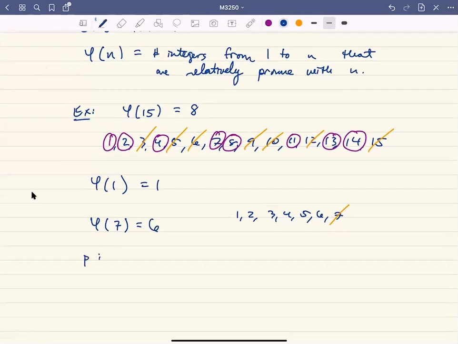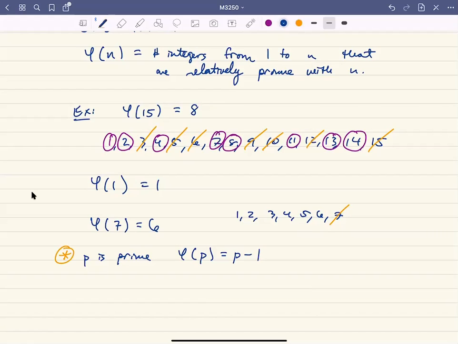So if p is prime, that actually happens if and only if phi of p is p minus 1. So if the Euler totient function of some number is that number minus 1, so phi of 7 is 6, that means that 7 is prime. So this is a way to test primality. It's a dumb way to test primality, but it's another way to state that a number is prime. So this is what happens for primes. Okay, so this is the Euler totient function.